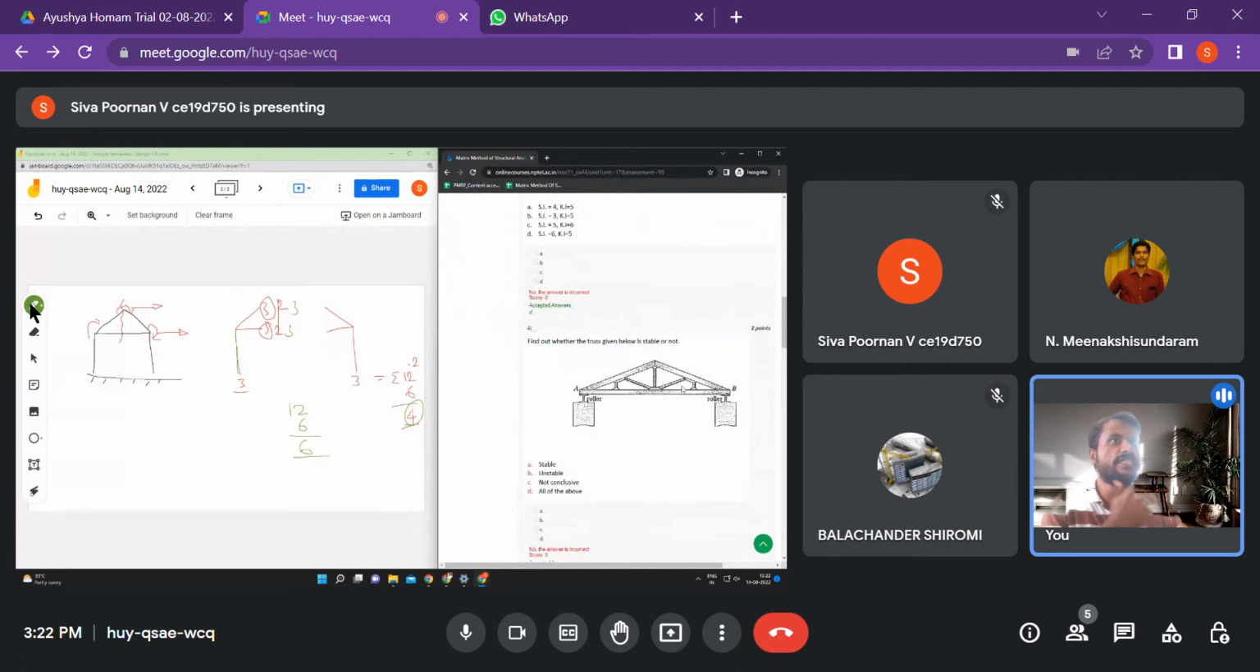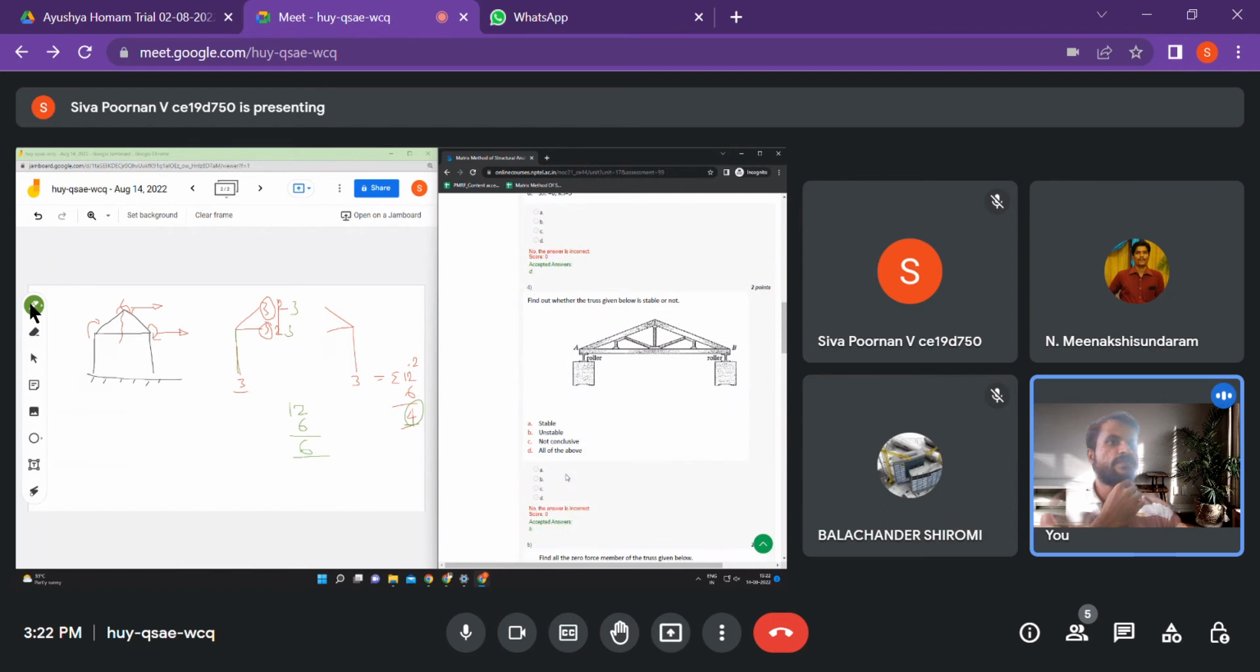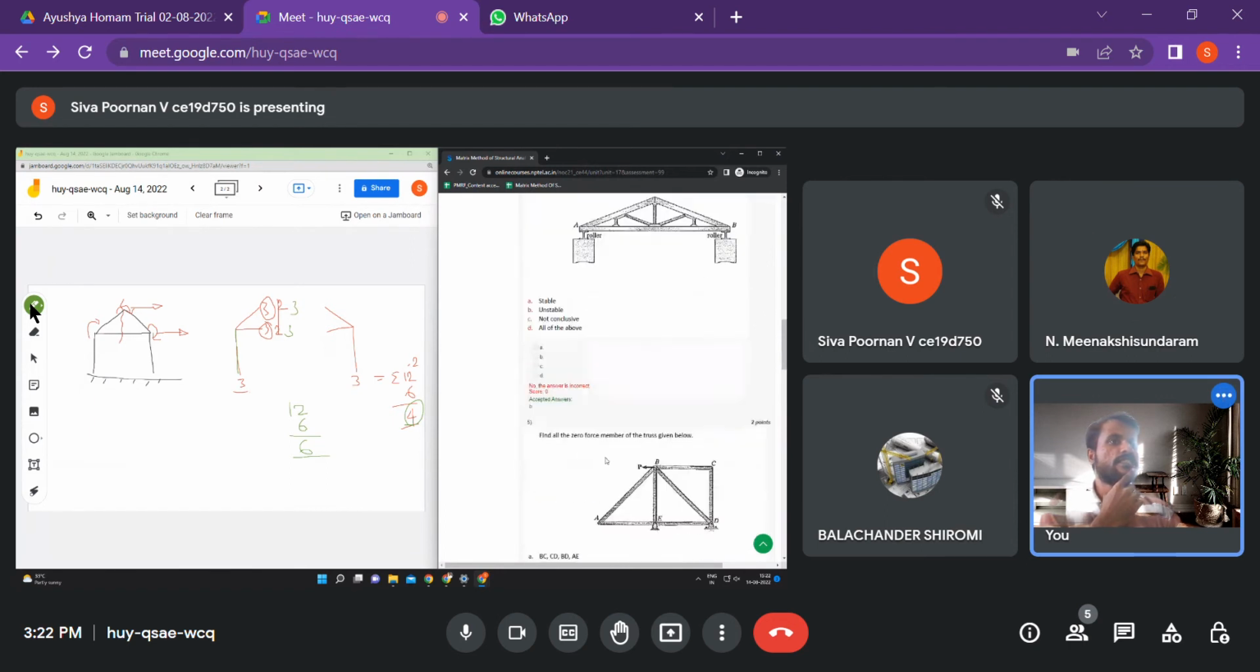So find out whether the given truss is stable or not. How do we know? Both are rollers, right? Yes, both are roller conditions, so it's unstable. The right answer is B. Yes. Find all the zero members in this truss.